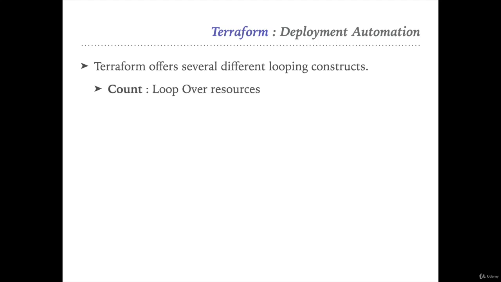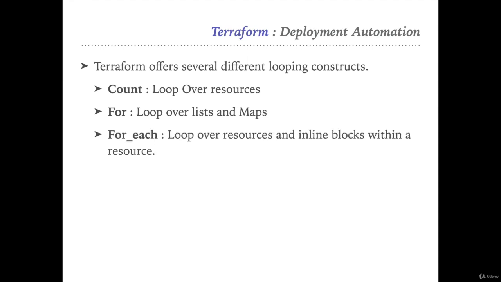The first one is the count. Count is also a loop construct in Terraform that will loop over the resources in Terraform. After the count, the second loop, we have the for loop. For loop will iterate over the list and the maps in Terraform. I believe you must have the knowledge of the for loop.